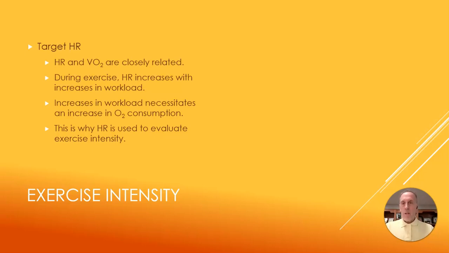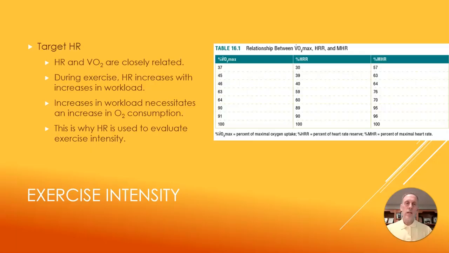Here comes the math. Ready? Target heart rate. Heart rate and VO2 are closely related. We know that the harder you push somebody in exercise, the heart rate increases with an increase in workload. The increase in workload necessitates an increase in oxygen consumption in our bodies. We already talked about the oxyhemoglobin dissociation curve and the 4 hemes and all that stuff. And you look at heart rate as a way to evaluate exercise intensity, and they talk about the relationship between VO2 max, heart rate reserve, and also maximal heart rate.